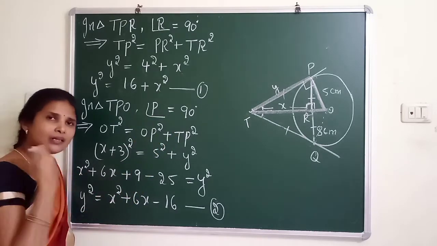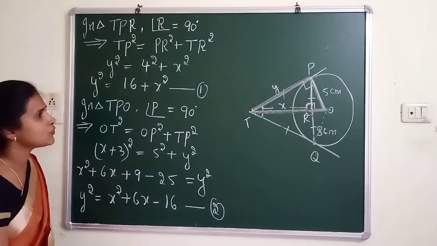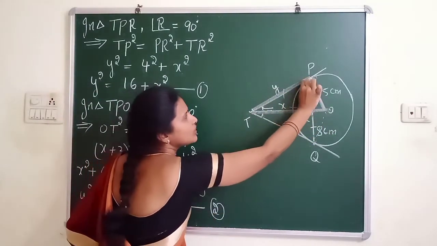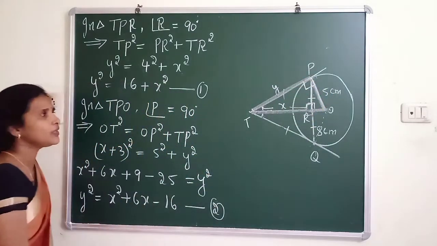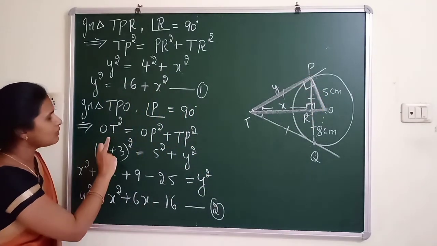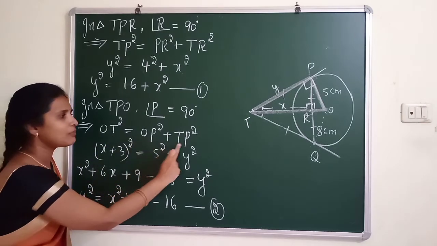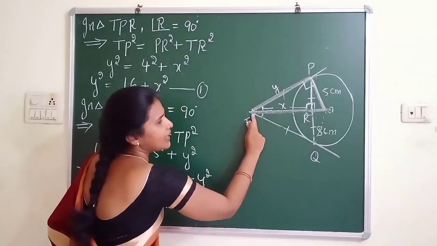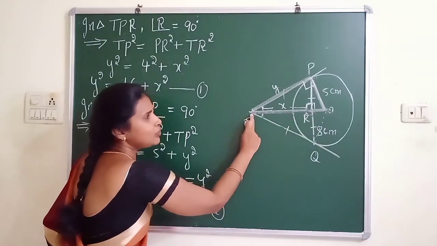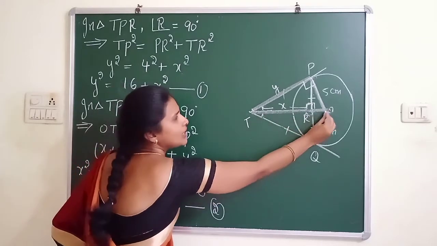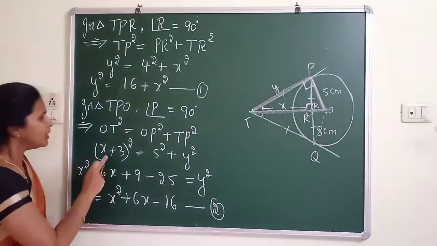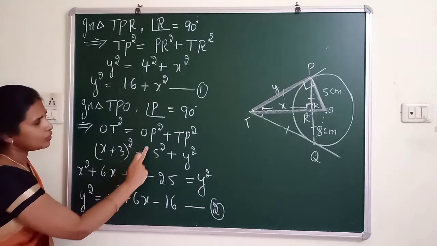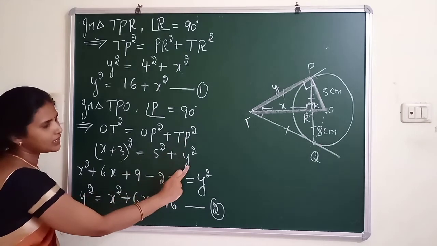Now I am applying Pythagoras formula again in another right angle triangle, that is TPO. In TPO, as you know, angle P is 90 degrees by theorem 10.1. So apply the Pythagoras formula. OT square equals OP square plus TP square. So just look at this OT. OT can be written as TR plus OR. Already we took TR as X and OR we just found out is 3 centimeters. So OT can be written as X plus 3 whole square equals OP, which is 5 square, plus TP, which is Y square.